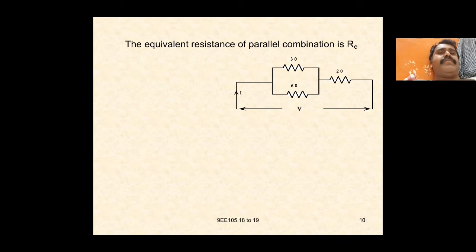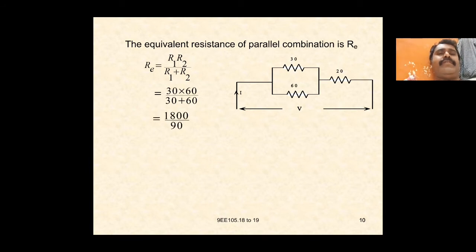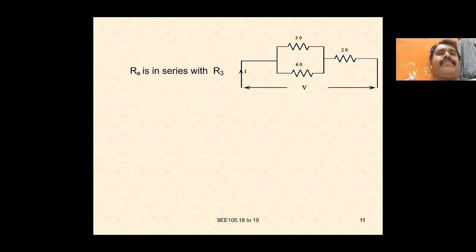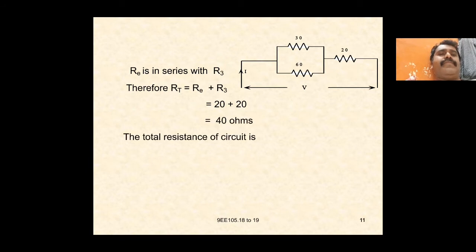The equivalent resistance of the parallel combination is Re. That is, Re is equal to R1 R2 by R1 plus R2, which is equal to 30 into 60 by 30 plus 60, which is equal to 1800 by 90, which is equal to 20 ohms. So Re is in series with the R3. Therefore, RT is equal to Re plus R3, which is equal to 20 plus 20, that is equal to 40 ohms. So the total resistance of the circuit is RT equal to 40 ohms.